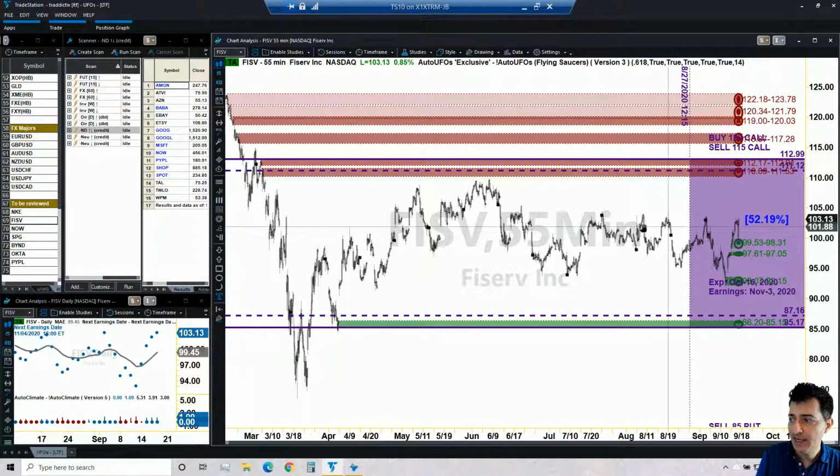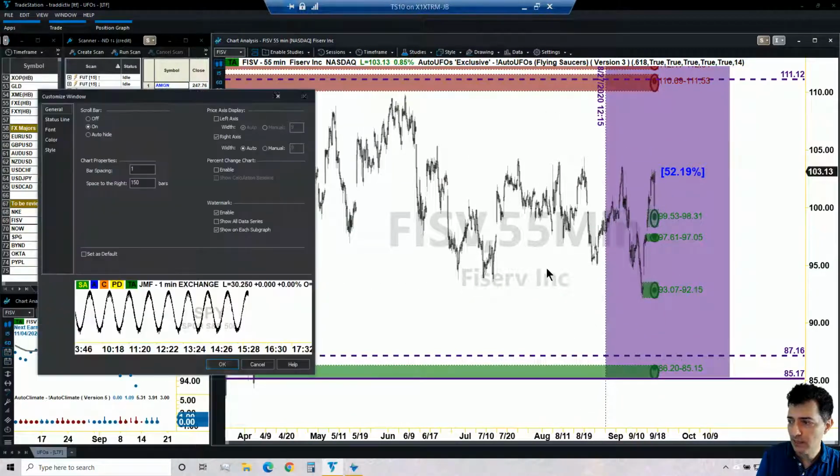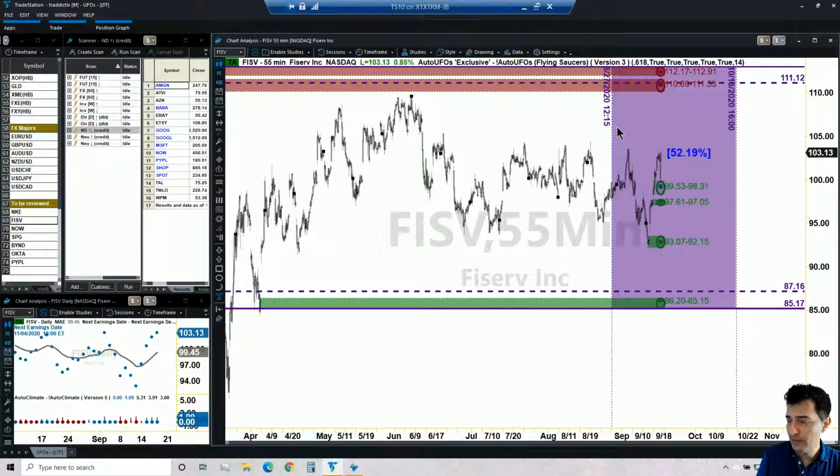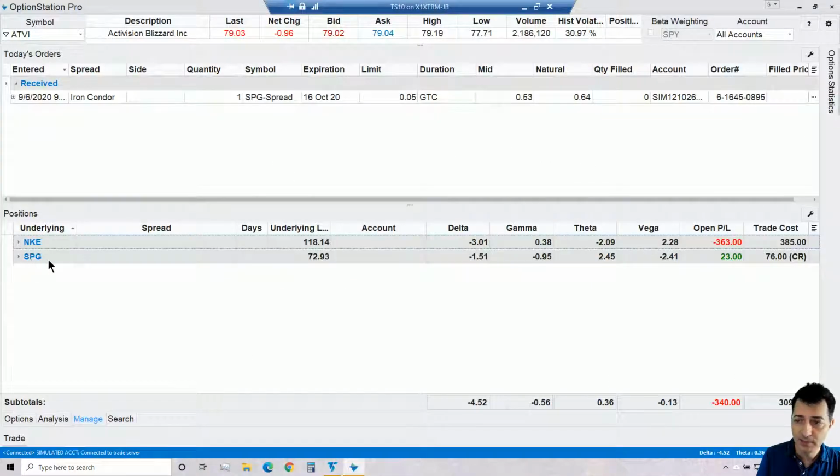But certainly it's valid. The bet in this trade, let me add more bars to the right so we have some more space. So the bet in this trade was to remain between the vertical lines, which is August 27 to October 16, to remain inside the purple area. And as of now, as you can see, we are in the purple area, so this trade is working well. We have a similar trade as well in the account, which is SPG, which you can see is showing a little bit of profitability.